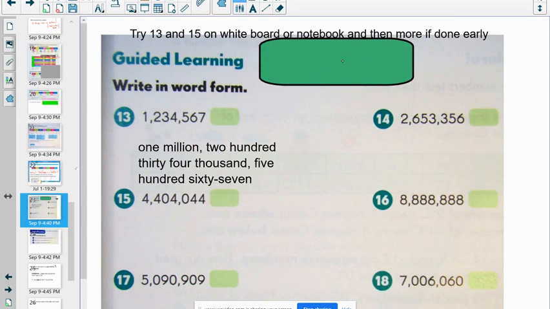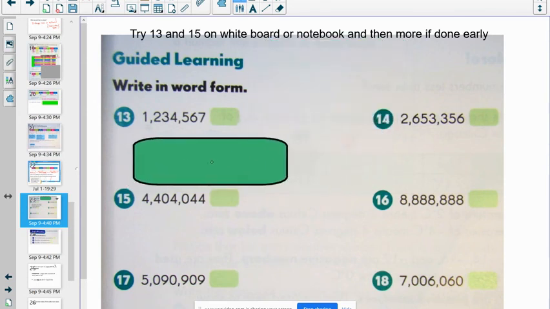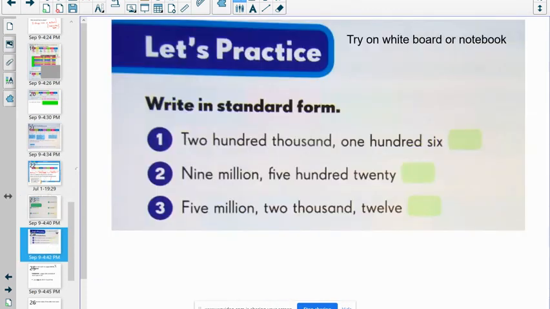1,234,567. When you get into your small groups, you'll probably do a lot more. You might even finish this whole page. You'll do more of this guided practice using the written form of the word. Down here, we're looking at standard form. So you've got 3 choices. I'll do the first one for you. So 200,106 is number 1.